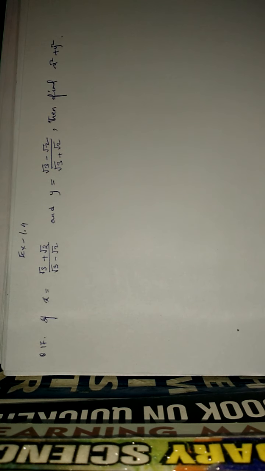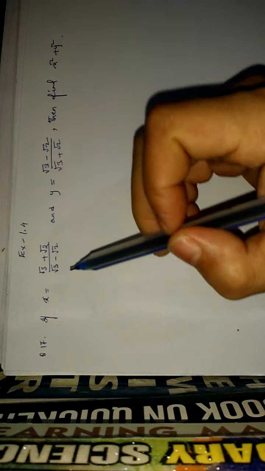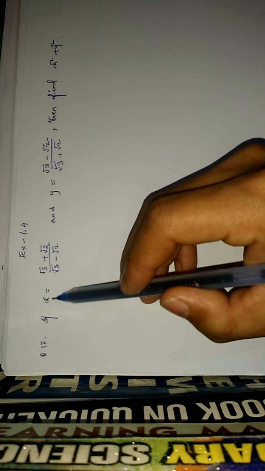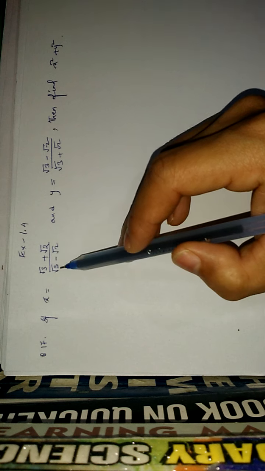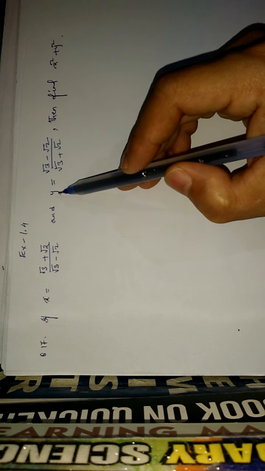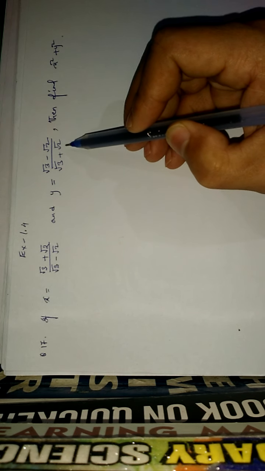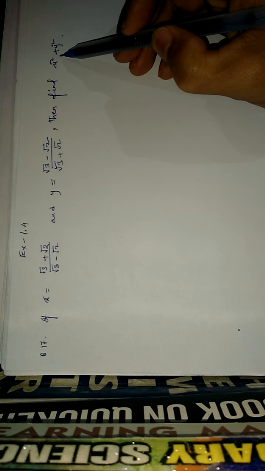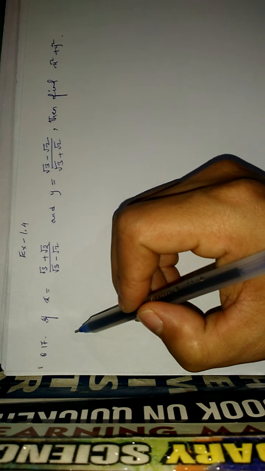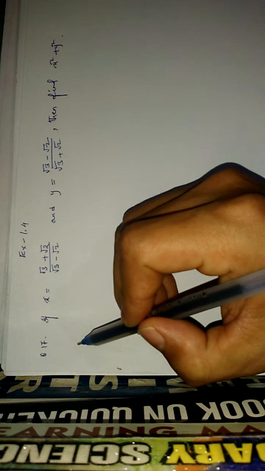In this video, I'm going to solve exercise 1.4 question number 17. Here we have x value and y value. Then we have to find x square plus y square. If x is equal to root 3 plus root 2 by root 3 minus root 2, and y is equal to root 3 minus root 2 by root 3 plus root 2, then find x square plus y square. Means we have to find x square plus y square. Okay, solution.